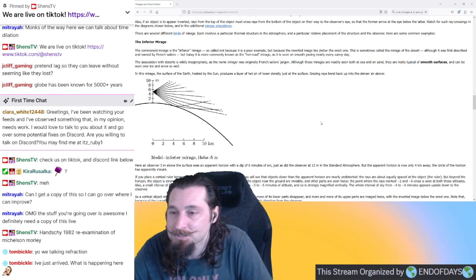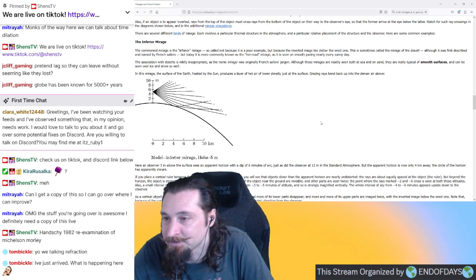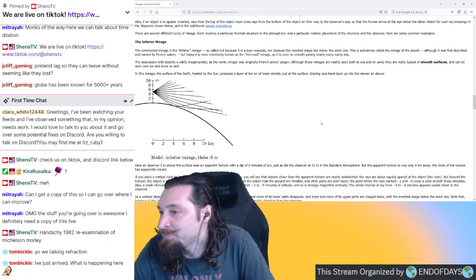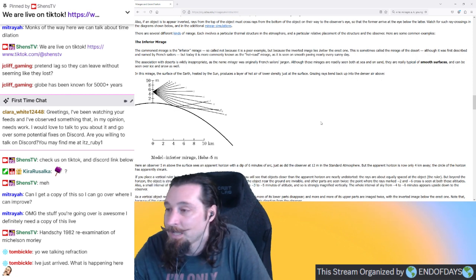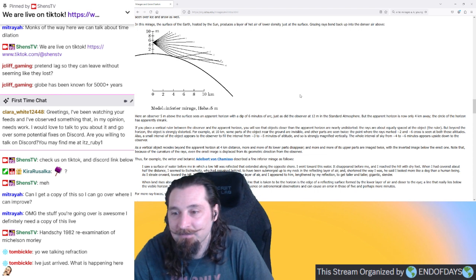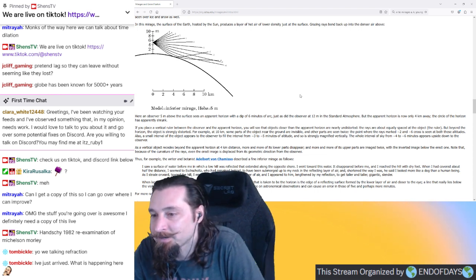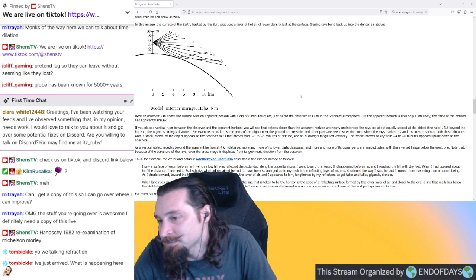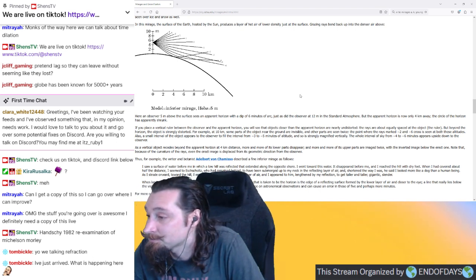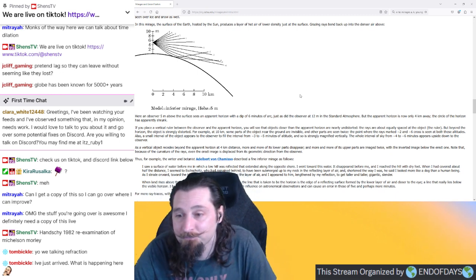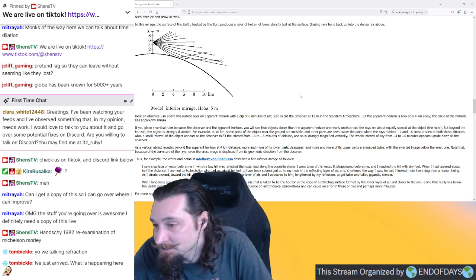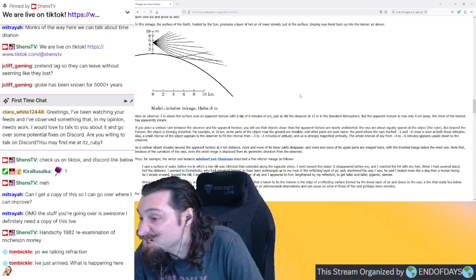In this mirage, the surface of the Earth, heated by the sun, produces a layer of hot air of lower density just at the surface. Grazing rays bend back up into the denser air above. Here an observer 5 meters above the surface sees an apparent horizon with a dip of 6 minutes of arc, just as did the observer at 12 meters in the Stanford atmosphere, but the apparent horizon is now only 4 kilometers away. The circle of the horizon has apparently shrunk. If you place a vertical ruler between the observer and the apparent horizon, you will see that objects closer than the apparent horizon are nearly undistorted.